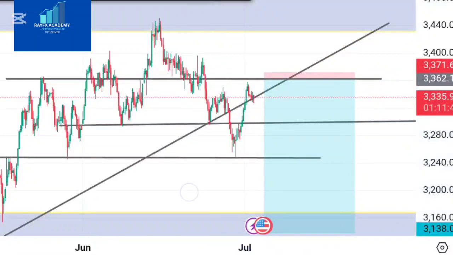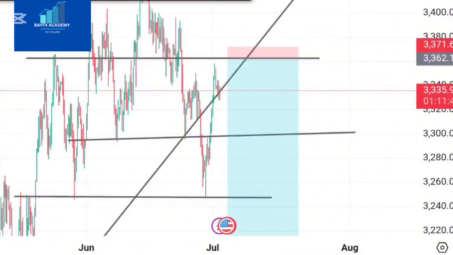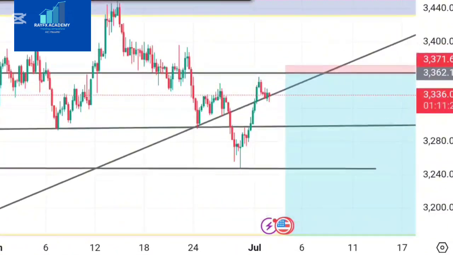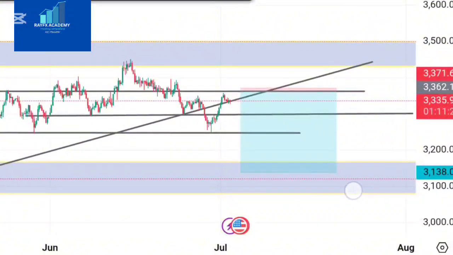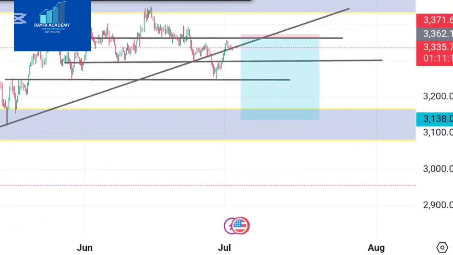You get? So this is what I am still holding on to for now, because we are still making a series of lower highs, lower lows, lower highs, lower lows. Now this most recent one is looking like a higher high, but let's watch and see what happens. All right, so is that simple, guys? Is that simple?